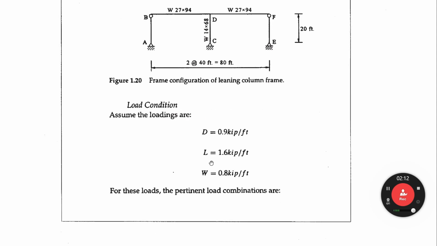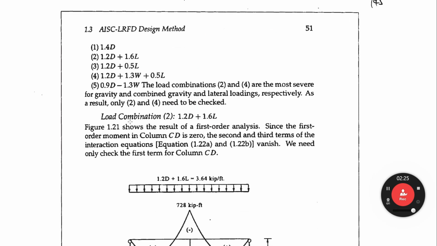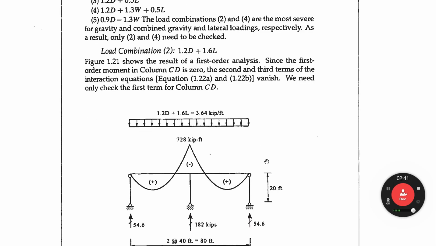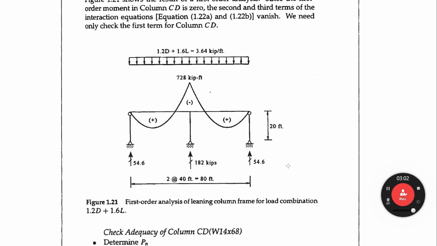The load conditions are dead load, live load, and wind load. For load combinations, there are 5. In this example, we calculate for 2 critical load cases, load case 2 and load case 4. In load case 2, we have only vertical load. If we draw the moment diagram like that, we have moment at the beam, but we don't have any moment at the column. So in that case, if we analyze this one, the center column reaction is 182.